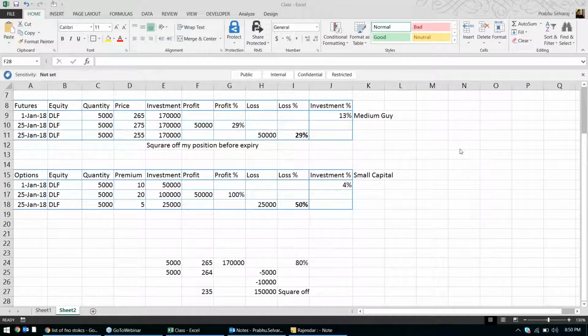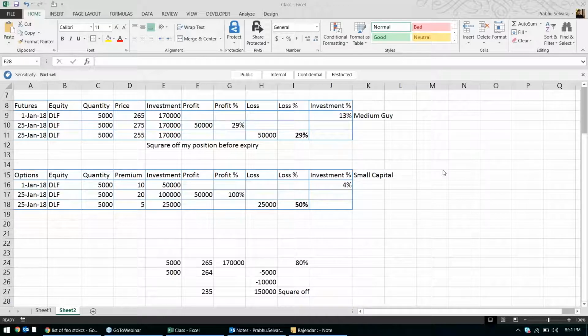When a security is in ban, future and option are also banned. When a security is in ban, it means futures and options are both banned. Derivatives ban means both. Option and future both have to be squared off before expiry. Yes, both.